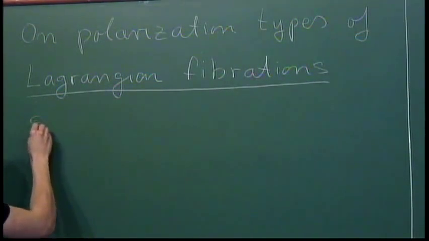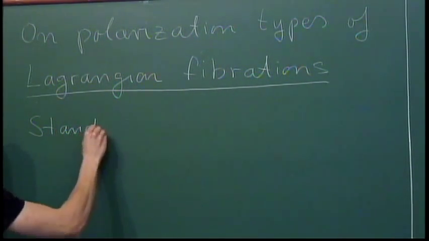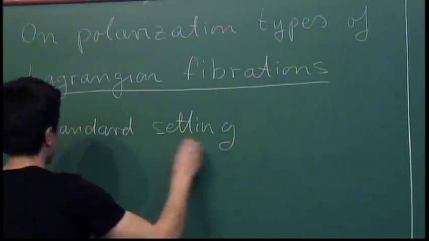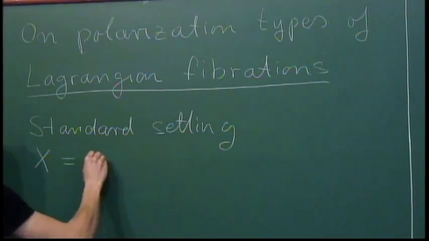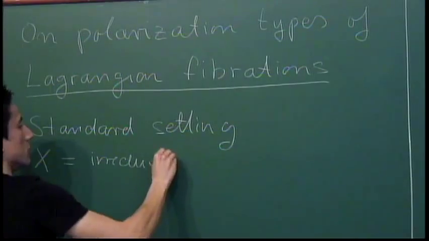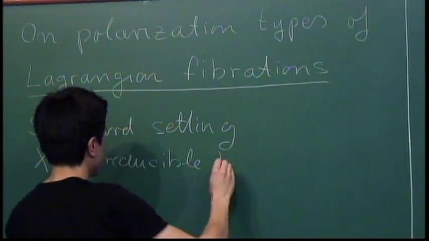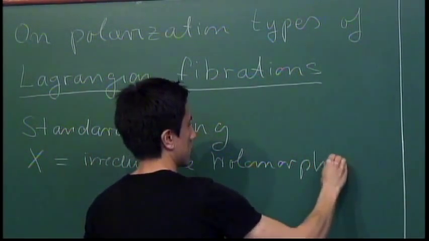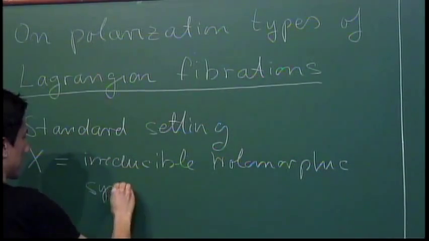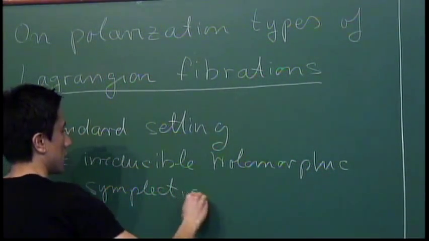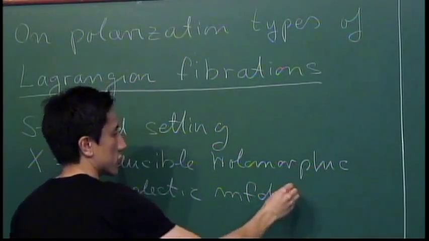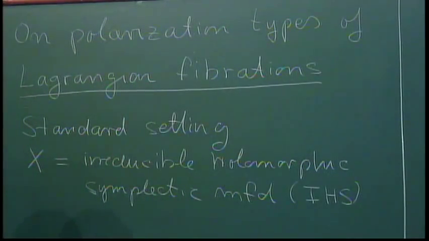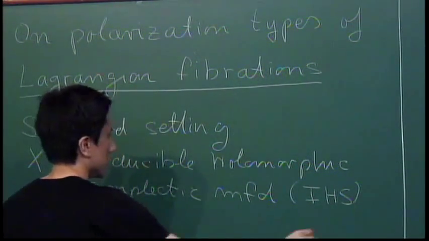So let me fix the standard setting for the talk. So X will be always an irreducible holomorphic symplectic manifold. So for short, just IHS. Or sometimes I also say, like Giovanni, hyperkähler manifold.